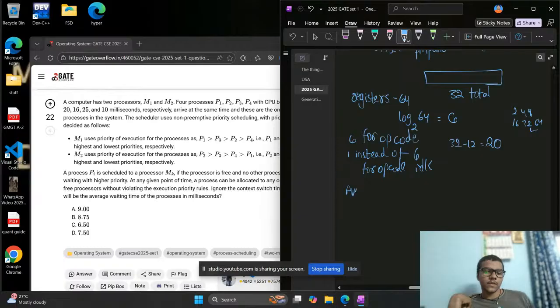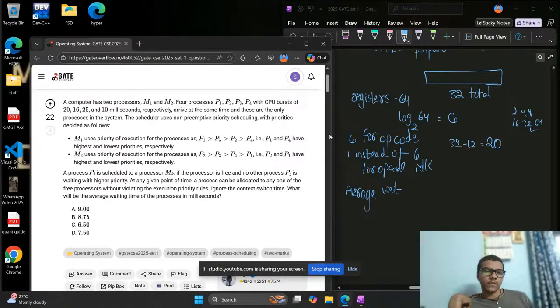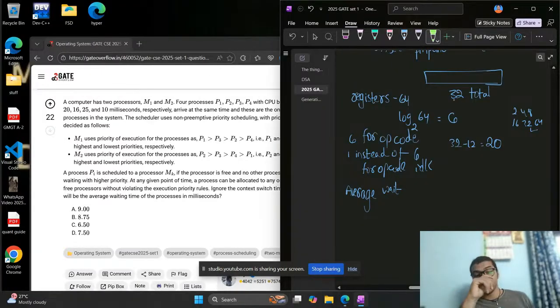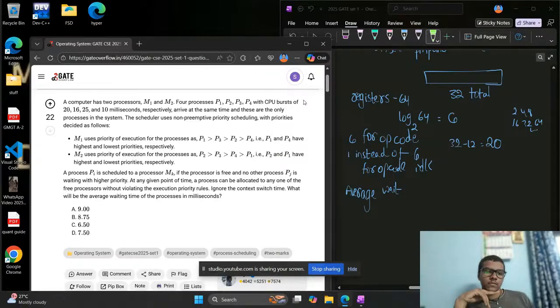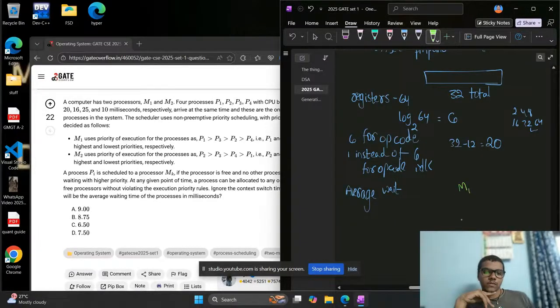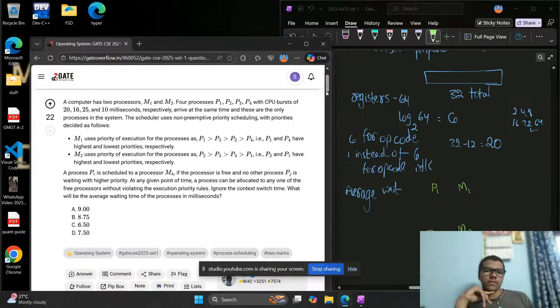Average waiting time. So should we do it the manual way? First, this is the M1 processor and this is the M2 processor. P1 will be executed on this and P2 will be executed on this.